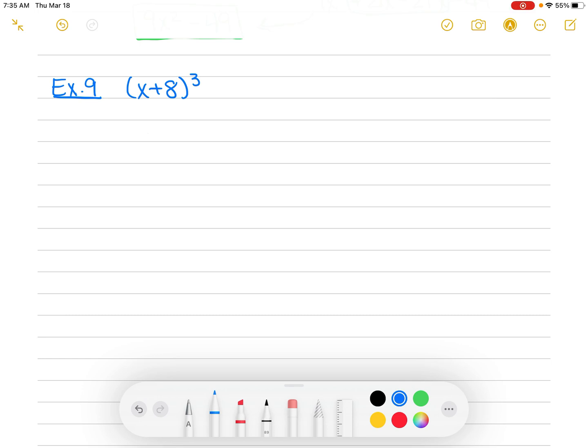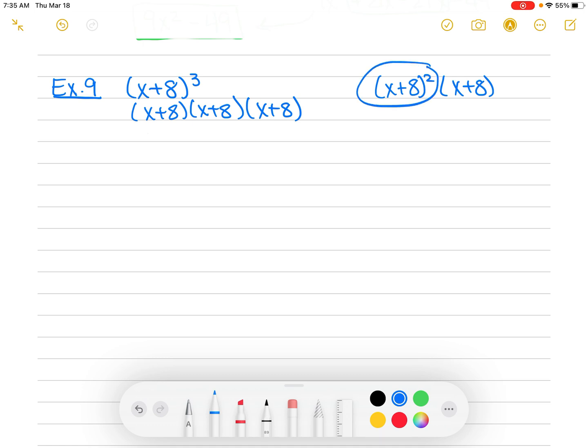So what I'm going to do is I'm going to go x plus 8 times x plus 8 times x plus 8. Okay? Or you could do x plus 8 squared times x plus 8 because we know how to do this one as a special product. We know the trick to that one, right? But I'm going to go ahead and do it out this way. For those of you who aren't understanding the tricks, I'm just going to show you how to do it. And I shouldn't be saying tricks. They're just shortcuts.